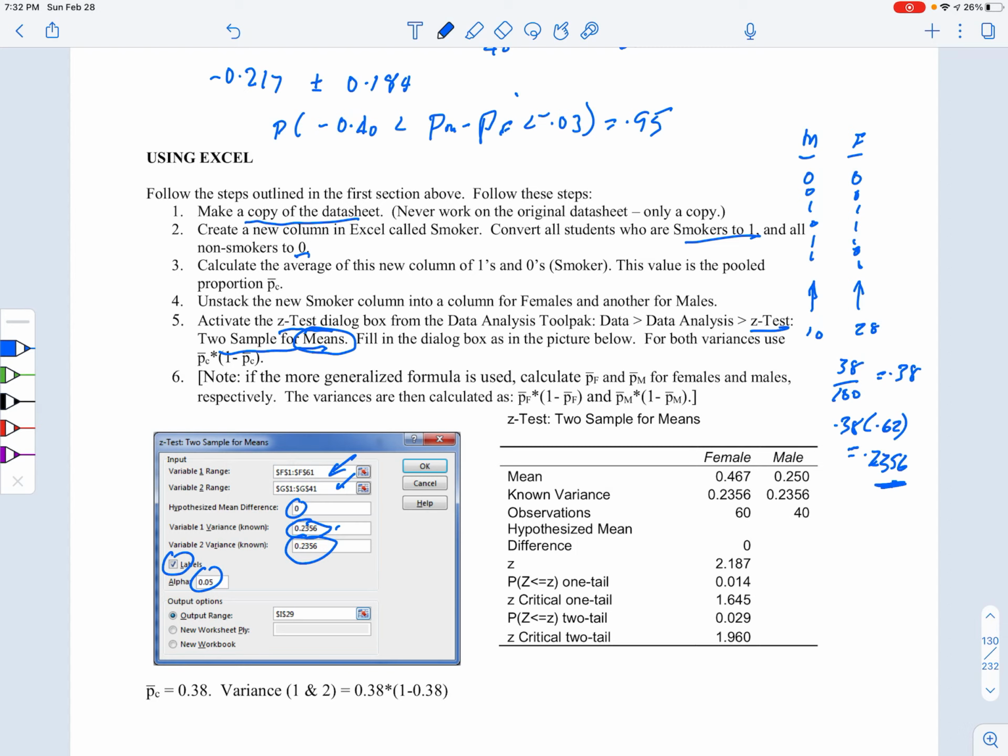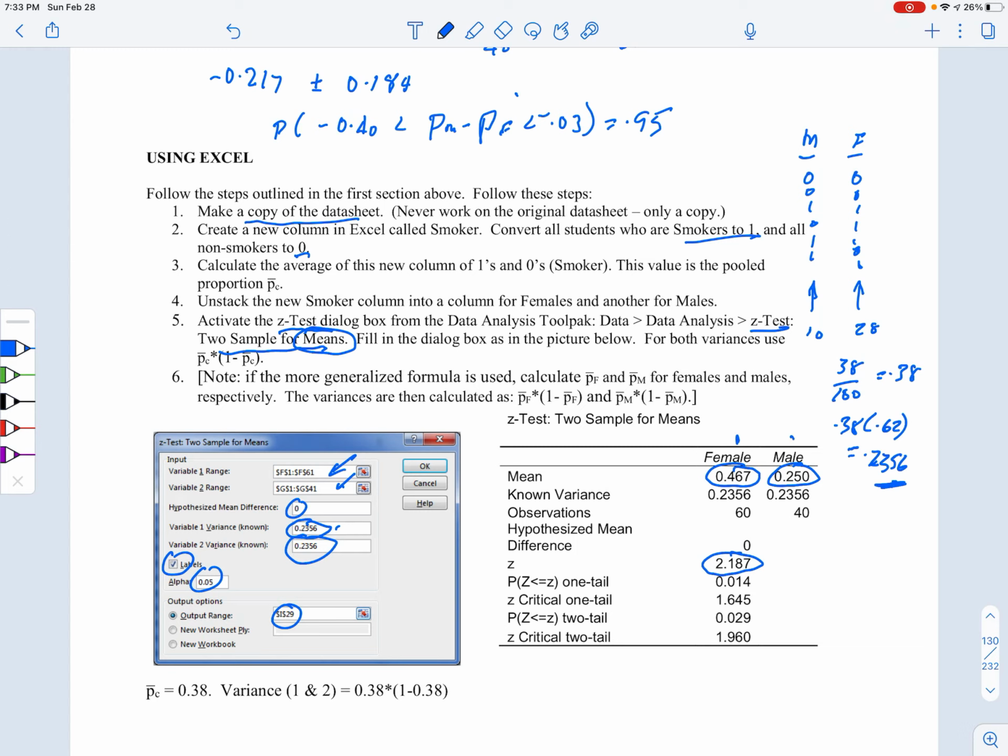This is your labels, this is your alpha, your output, and this is what we end up with. So this is your proportion. So 28 out of 60 is actually about 47%. 10 out of 40 for the males is 25%. And what we end up with is a t-value of 2.187.